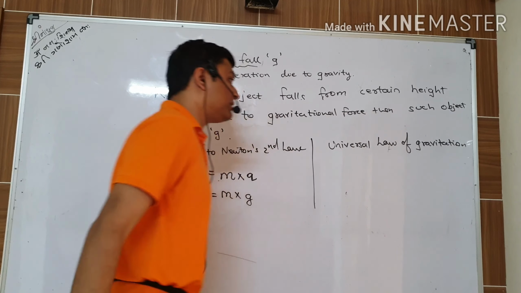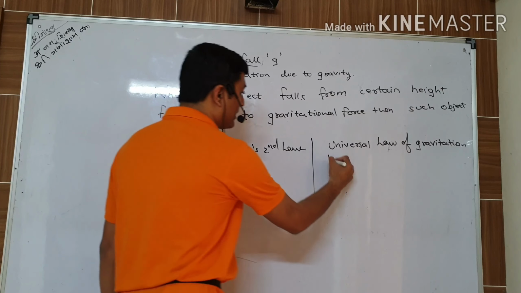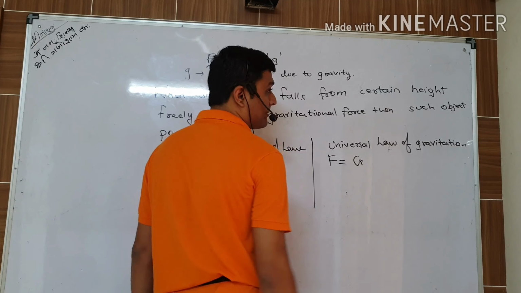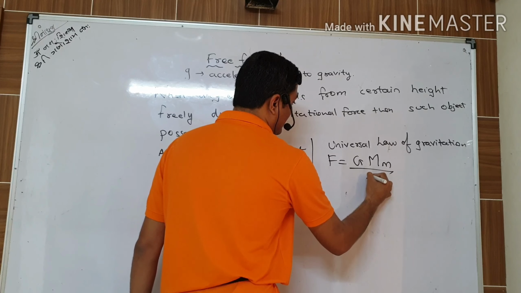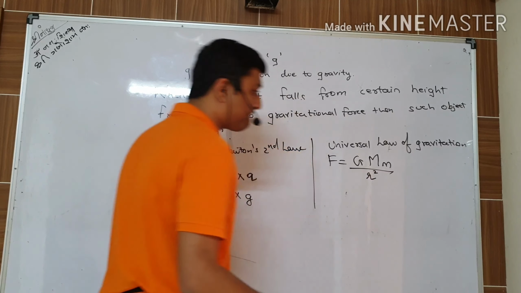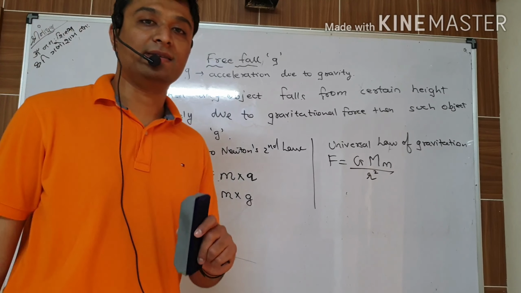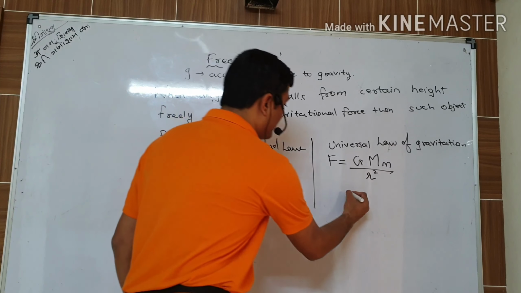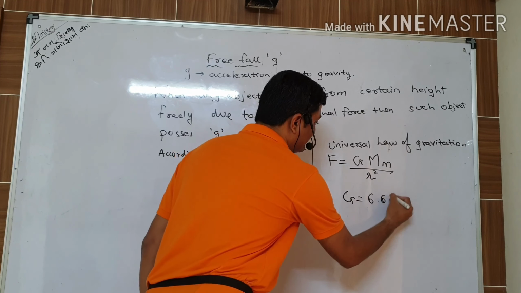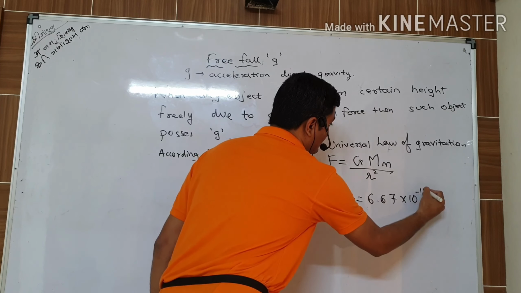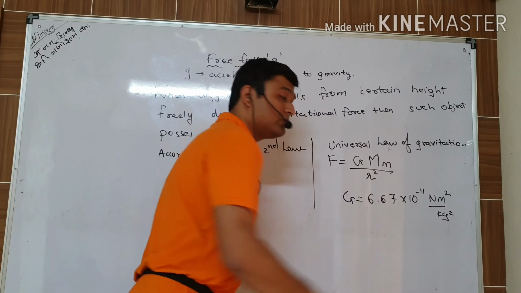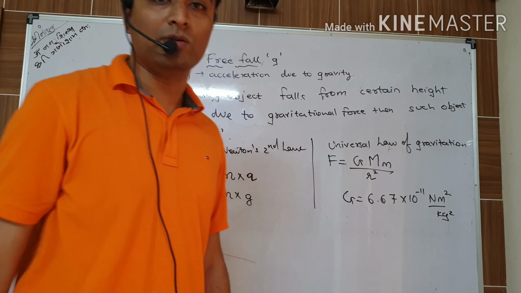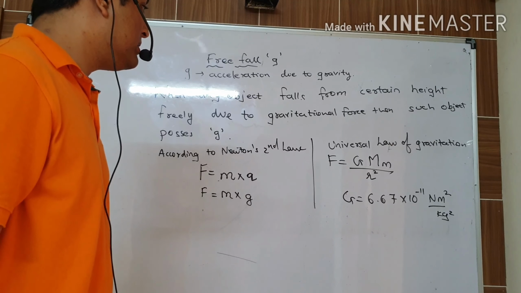According to the universal law of gravitation, force F can be written as capital G, capital M, small m divided by r square. What is capital G? Capital G is the gravitational constant. The value of the gravitational constant is 6.67 into 10 raised to minus 11 Newton meter square per kg square. We have also derived the unit for the gravitational constant, as you remember, right?